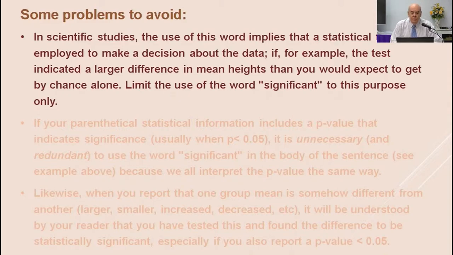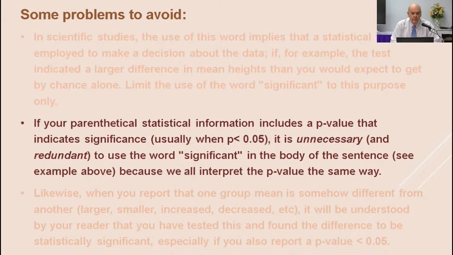If, for example, the test indicated a larger difference in mean heights than you would expect to get by chance alone, limit the use of the word significant to this purpose only. If your parenthetical statistical information includes a p-value that indicates significance, usually when p less than 0.05, it is unnecessary and redundant to use the word significant in the body of the sentence, because we all interpret the p-value the same way. And by the way, p in p-value is always lowercase.